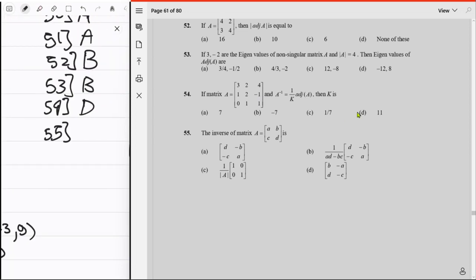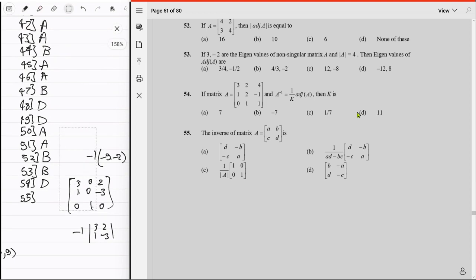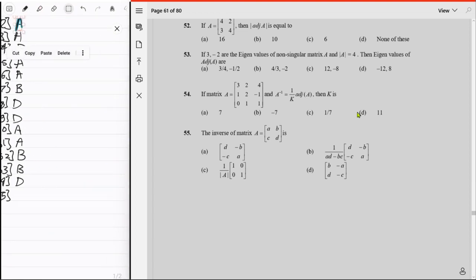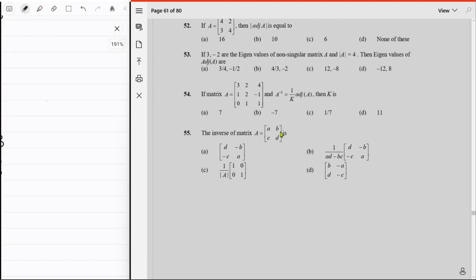55. The inverse of this matrix. Right? What's the adjoint? What's the cofactor matrix first of all? This guy's cofactor is just d. So it's d. This will have just a. This will have negative. Okay, so the cofactor matrix is just this guy, d a, negative c, negative b. So the adjoint. What am I writing really? Adjoint of A, that is equal to this.